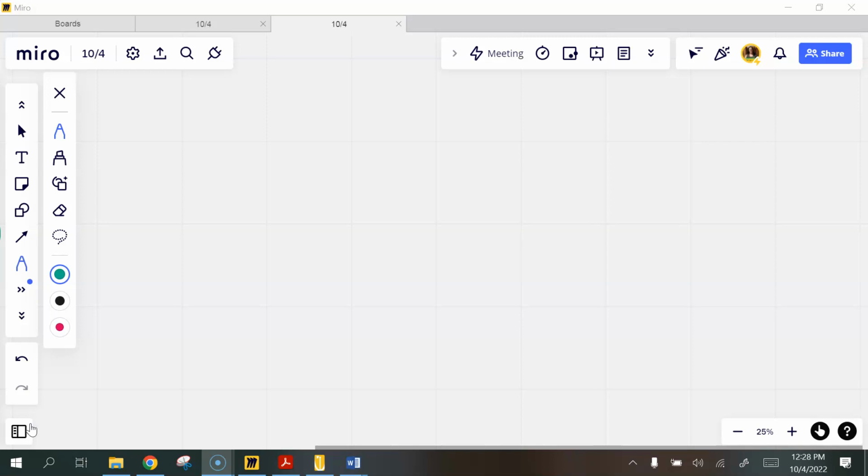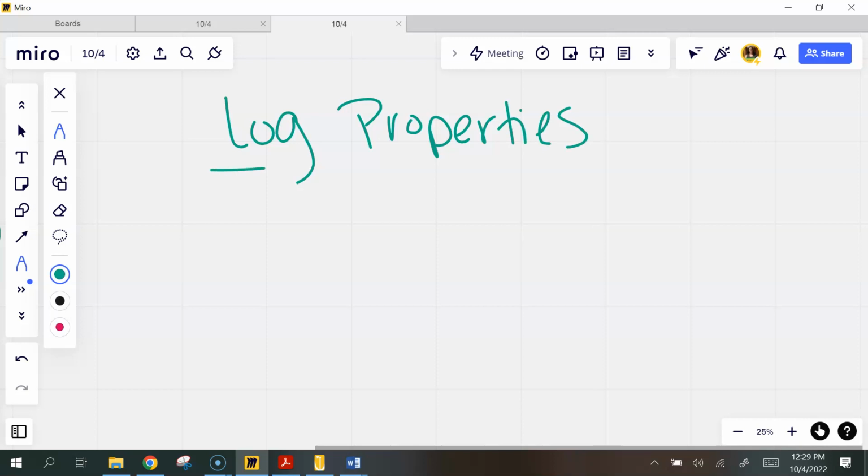Okay, let's talk about logs. We're talking about log properties today, and we're going to use the log properties to expand and condense these log expressions. So I ran you a reference sheet to use. If you want to put your notes here, or do it in your notebook, however you would like to best do it is fine with me. But just so you have something to look at as you work through some of these expanding and condensing.